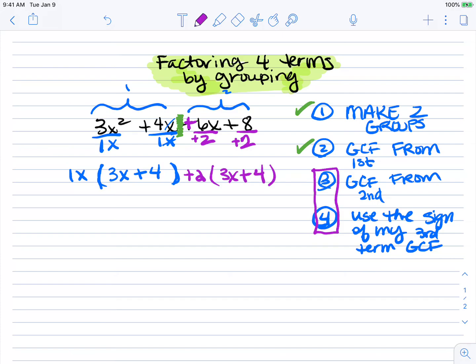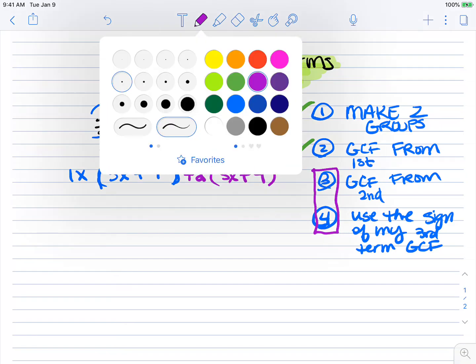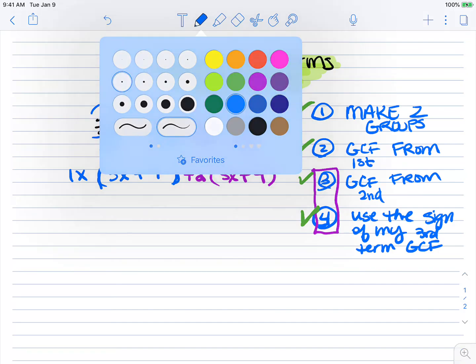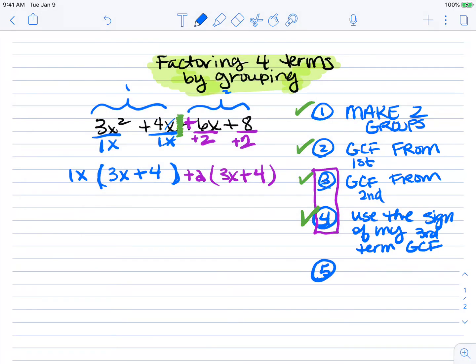Okay, so I am almost done. I want my fifth step, so I'm going to write this down over here. So the fifth thing I'm going to do, and I should probably check mark these off, I found the greatest common factor, and when I did it, I used the sign of my third term. Okay. The fifth thing I want to do is pull out the greatest common parenthesis group.